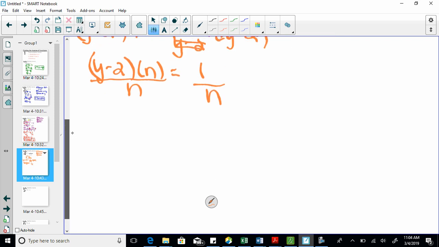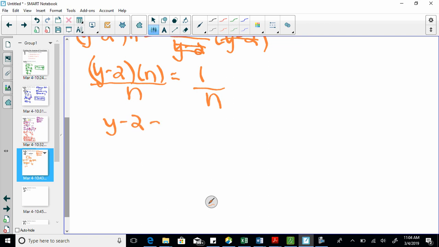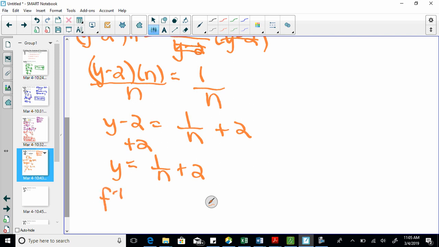And once I divide both sides by n, I'm going to have y minus 2 equals 1 over n. And now the last step is easy because I have y minus 2. The thing I need to do is add 2 to both sides. So I have y equals 1 over n. Do not put plus 2 at the bottom. Don't try to put it up top at 1 and make it 3. We have 1 divided by n, and then we add the plus 2 in the back. So this is our answer. Of course, we write it as f raised to negative 1 of n equals 1 over n plus 2.